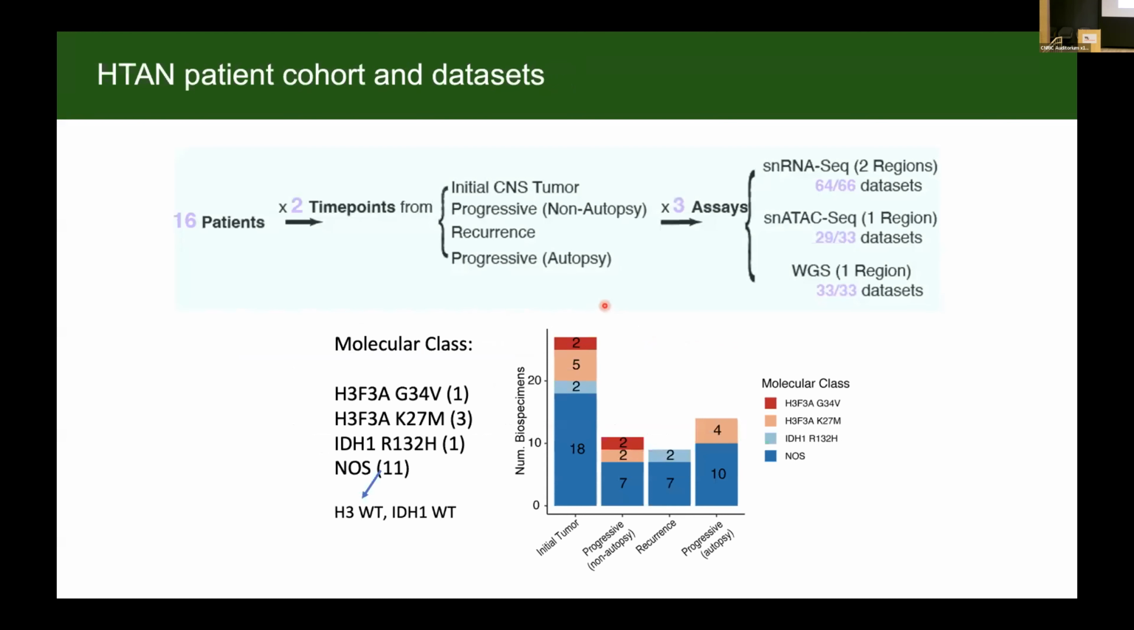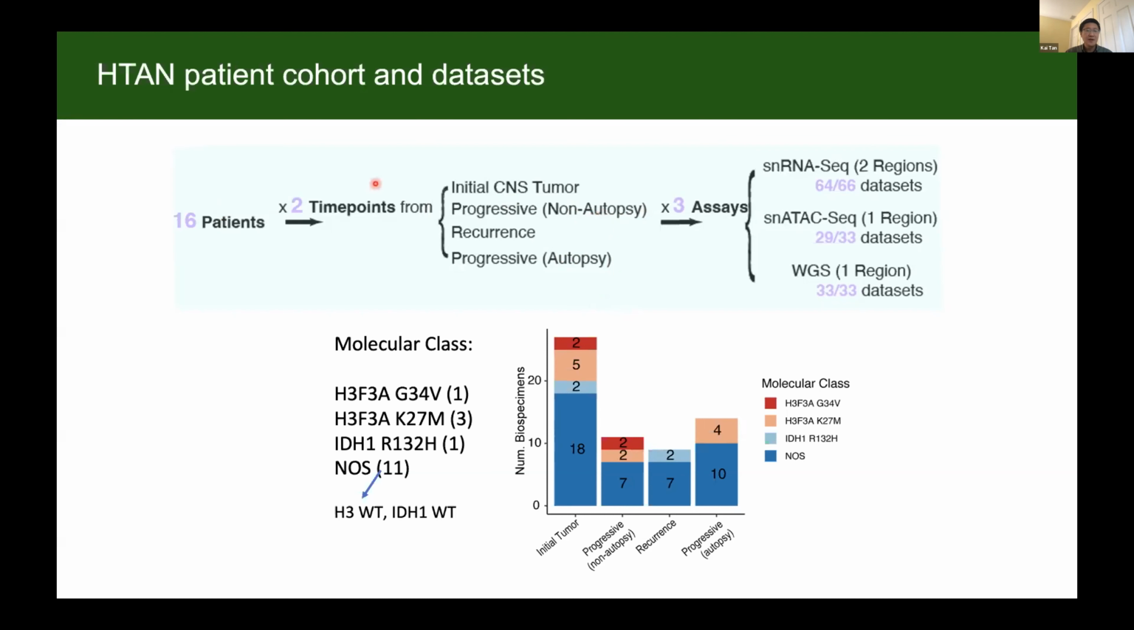We work closely with the CBTN team and our colleagues at CHOP, and we assembled this cohort of 16 patients. For each patient, we have biospecimen from the initial diagnosis, so that's treatment naive. We also have one or two time points from either progression or recurrence, either from autopsy or from non-autopsy collection.